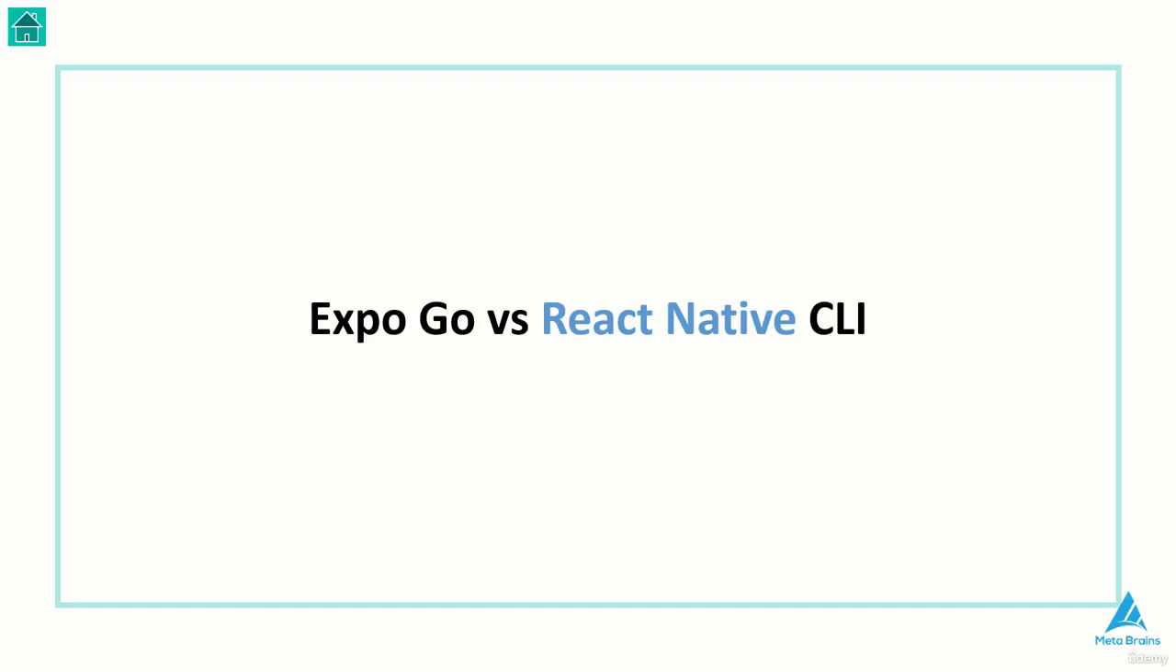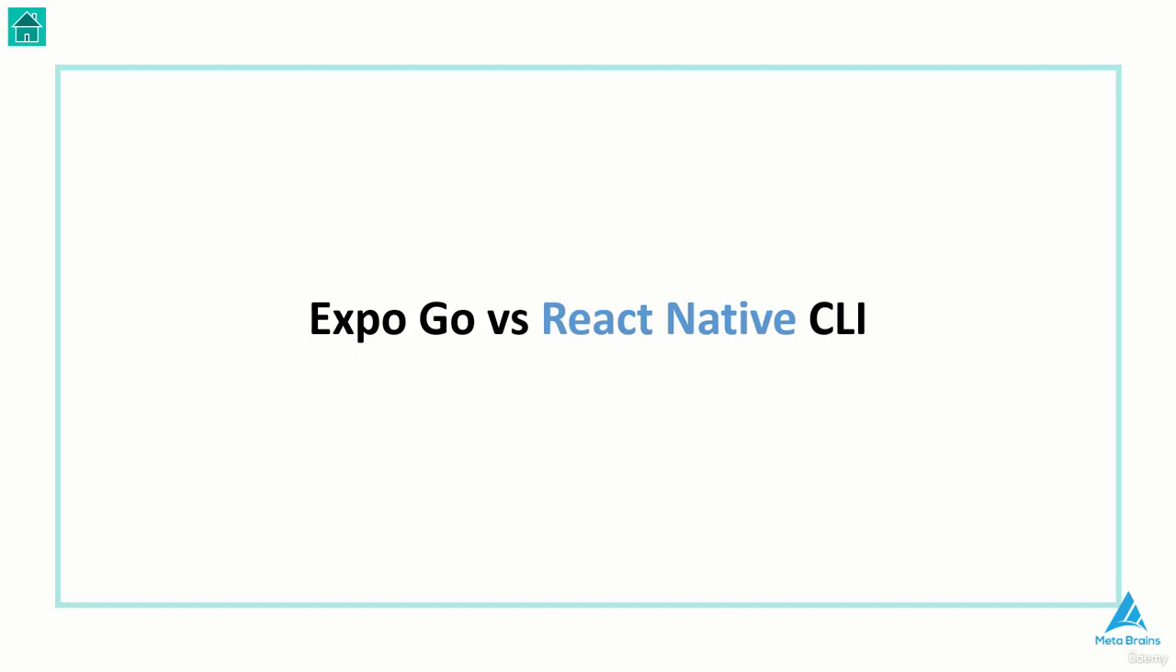Expo CLI is a tool chain built around React Native that provides a simplified and streamlined workflow to develop React Native applications. It includes a set of pre-built components and APIs that you can use to build your application without having to write any native code. Expo CLI also provides a development server that you can use to preview your app during development, as well as tools for building and publishing your app to different app stores.